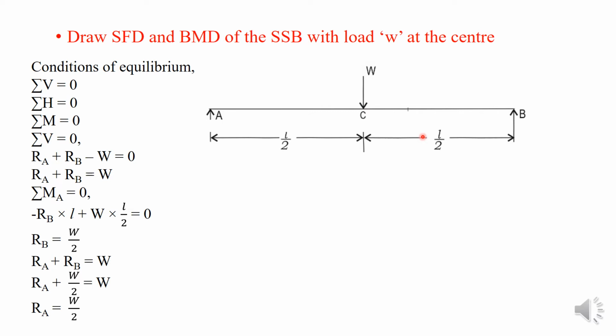So for that, use the conditions of equilibrium, that is sigma Fx equal to 0, sigma Fy equal to 0 and sigma MA equal to 0. So by applying these conditions of equilibrium, that is minus RB into L plus W into L by 2 equal to 0. From that, RB equal to W by 2. Then RA plus RB equal to W, that is a condition of sigma Fy equal to 0. And you will get RA equal to W by 2. So here you have RA equal to W by 2 and RB equal to W by 2.